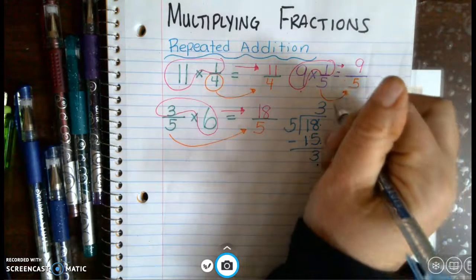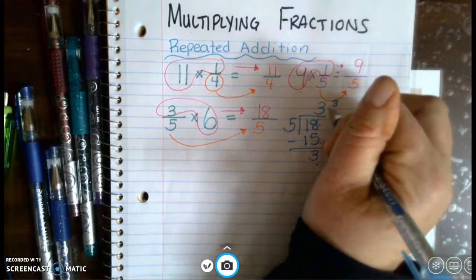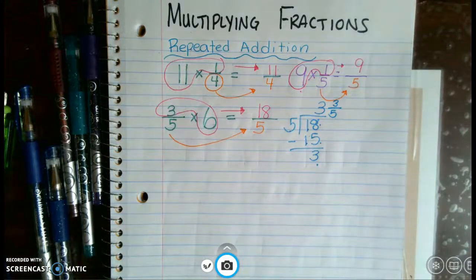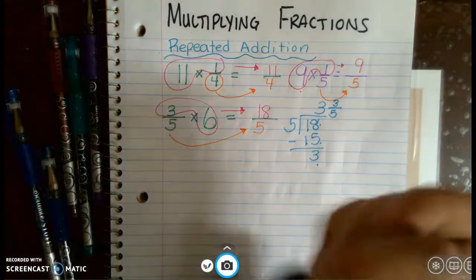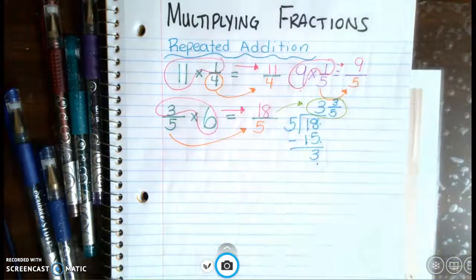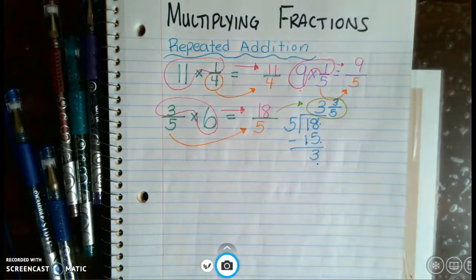Good. My remainder is going to come up and be my numerator. My denominator stays the same. So my mixed number would be 3 3/5. 3 3/5.